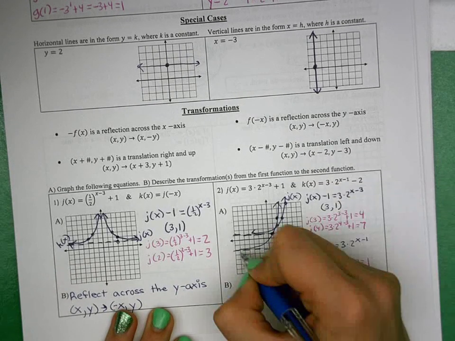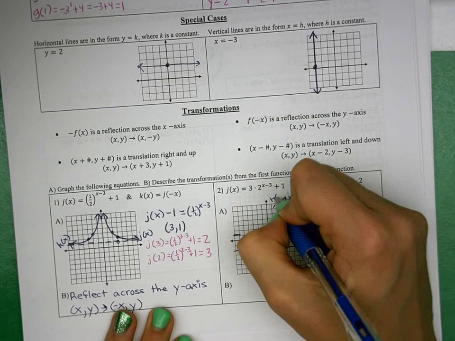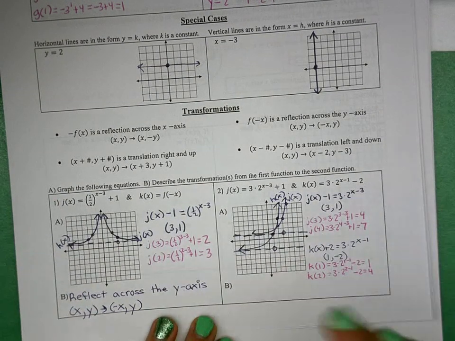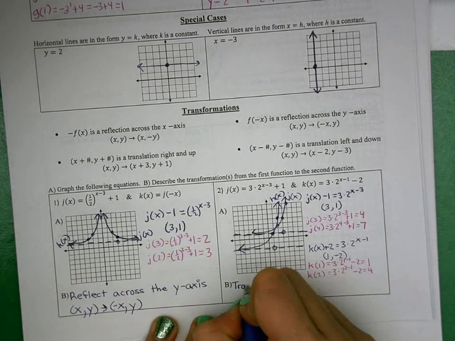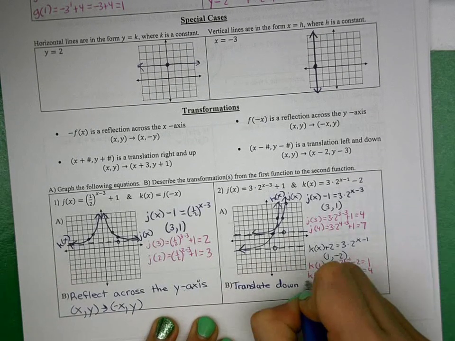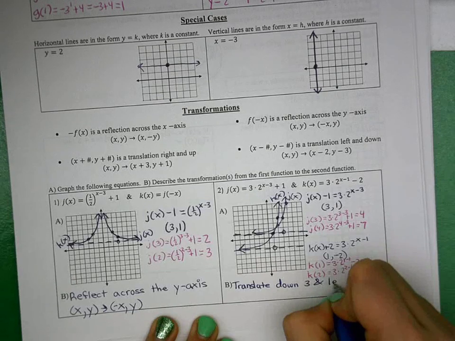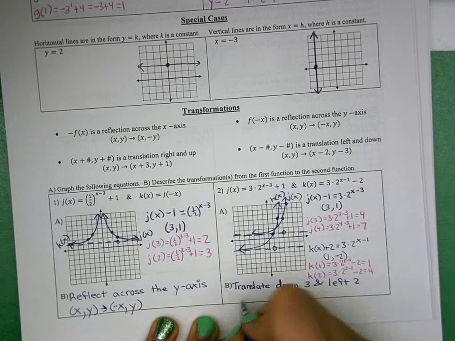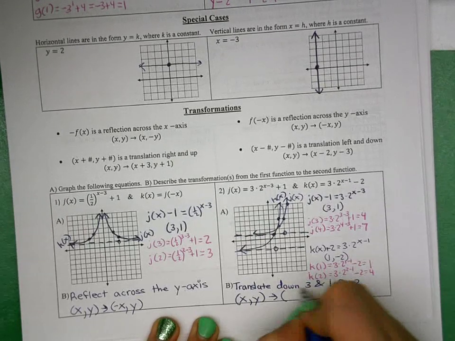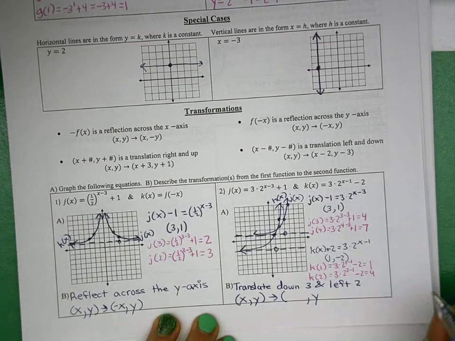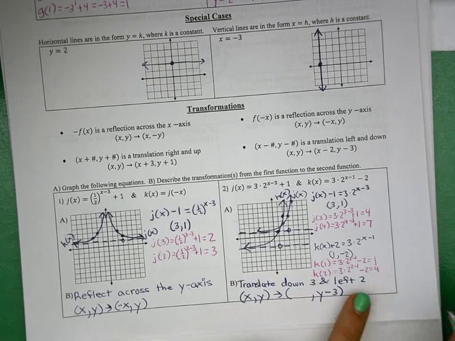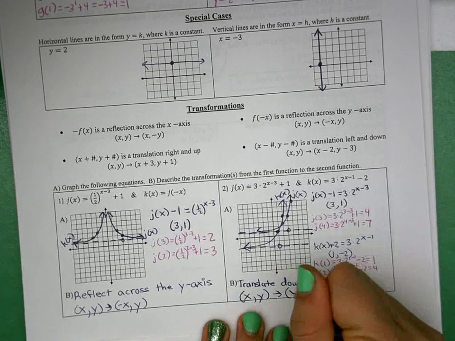And so that's my k of x. Okay, so if I know that I have translated down 3 and left 2, that coordinate rule would be xy becomes... down 3 is a y manipulation, down would be minus, and left 2 is an x manipulation, left would again be minus.